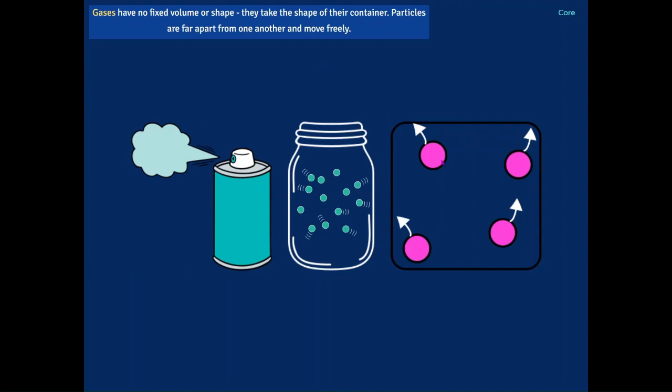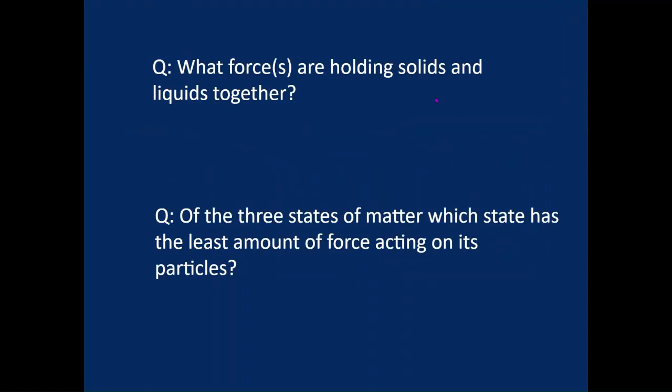With gases, right, now they are bouncing around all over the place. No fixed volume or shape. They take the shape of their container, and the particles are far away from each other and can move freely. They will bounce off the walls, they will bounce off each other, right? Totally different.